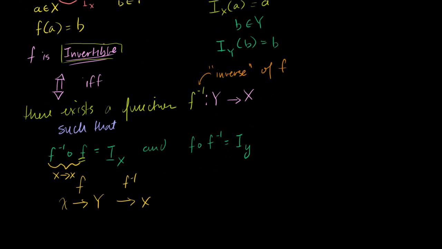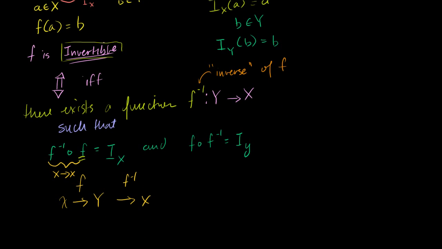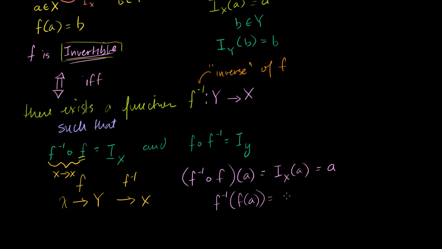So another way of saying this right here is that the composition of f inverse with f of some member of the set x is equal to the identity function applied on that item. These two statements are equivalent. And so by definition, this thing is going to be your original thing. Or another way of writing this is that f inverse applied to f of a is going to be equal to a. That's what this first statement tells us.